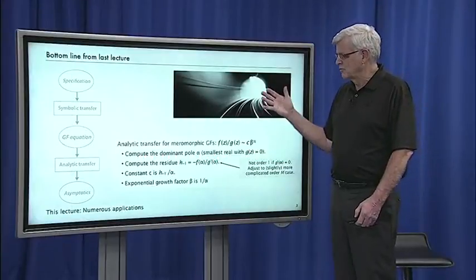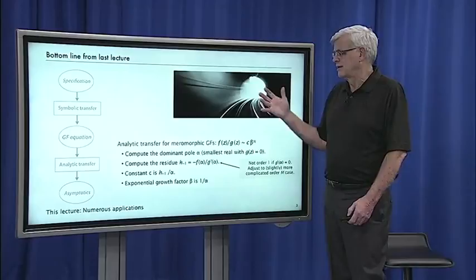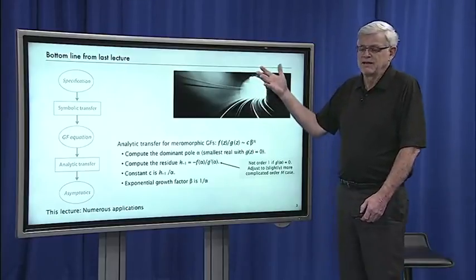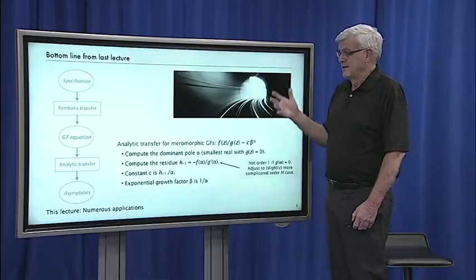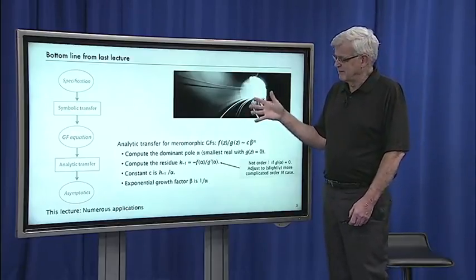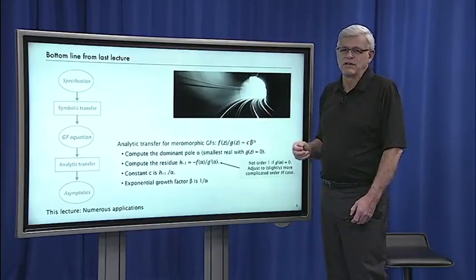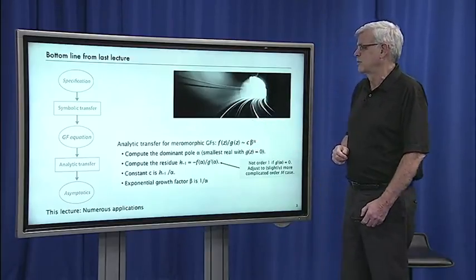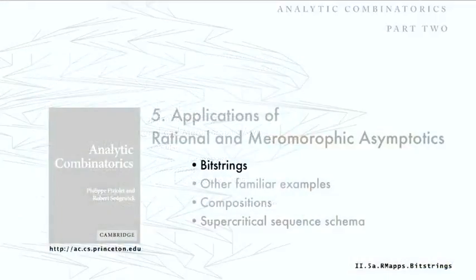So we're going to look at numerous applications of this simple procedure, and we don't need to look back at the residues and so forth where it came from. Although, as we'll see, it's sometimes interesting to really look at what the poles look like, and we'll talk about that somewhat. So let's start with the easiest example, bitstrings.